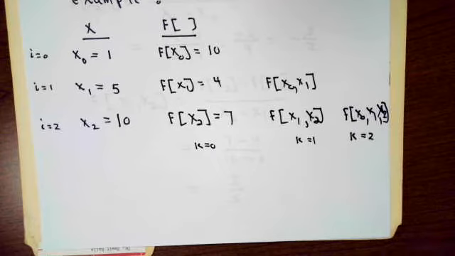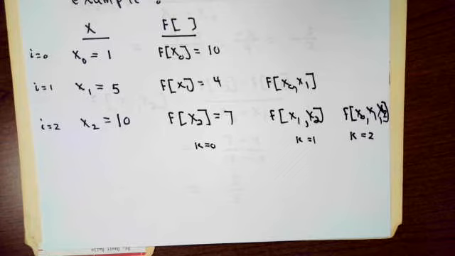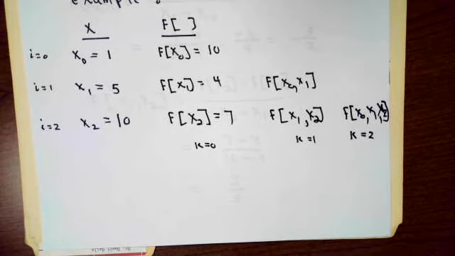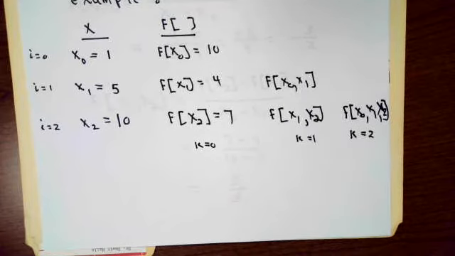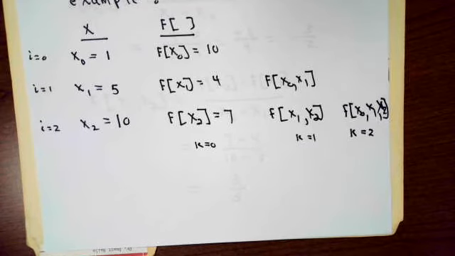I need to calculate 3 things. I need to calculate f bracket x0, x1, the front coefficient of the polynomial that interpolates at x0 and x1. I need to know f bracket x1, x2. That's the front coefficient of the polynomial that interpolates at x1 and x2. And once I have these 2 things, I will combine them and get the front coefficient of the polynomial that interpolates at x0, x1, and x2.